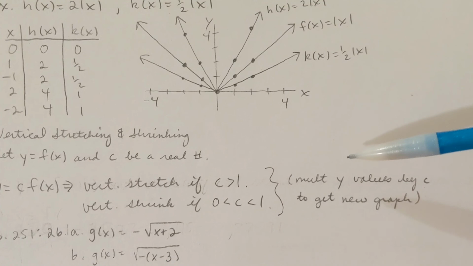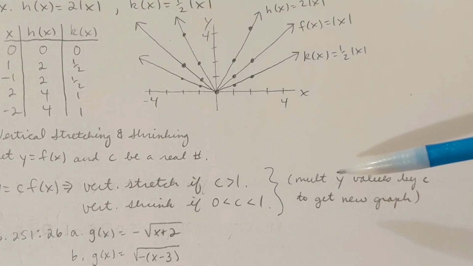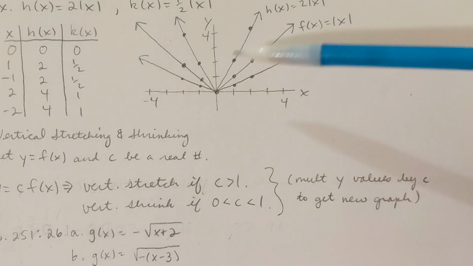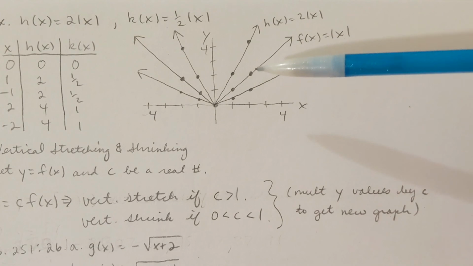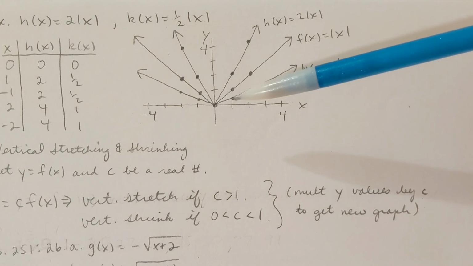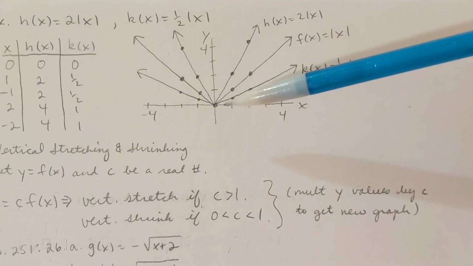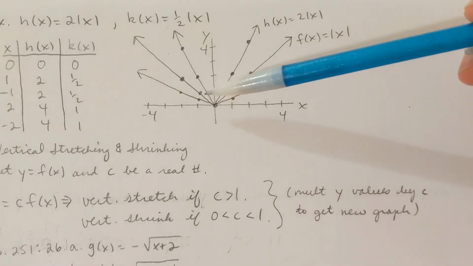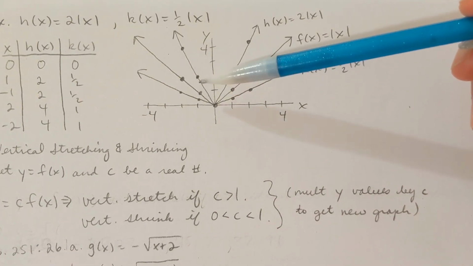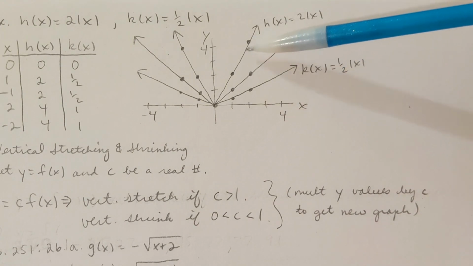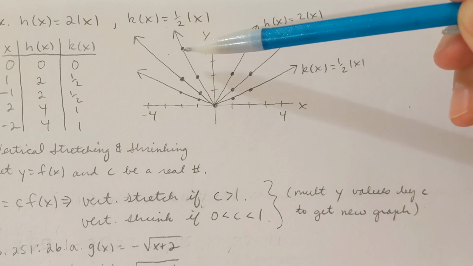In general, to get the graph of the new curve, you're going to multiply the y values by c to get the new graph. So check it out right here. How I would get the graph of y equals 2 times the absolute value of x is I'm going to multiply all the y values by 2. 0, 0 is going to stay at 0, 0. 1, 1 goes to 1, 2. Negative 1, 1 goes to negative 1, 2. 2, 2 goes to 2, 4. Negative 2, 2 goes to negative 2, 4.